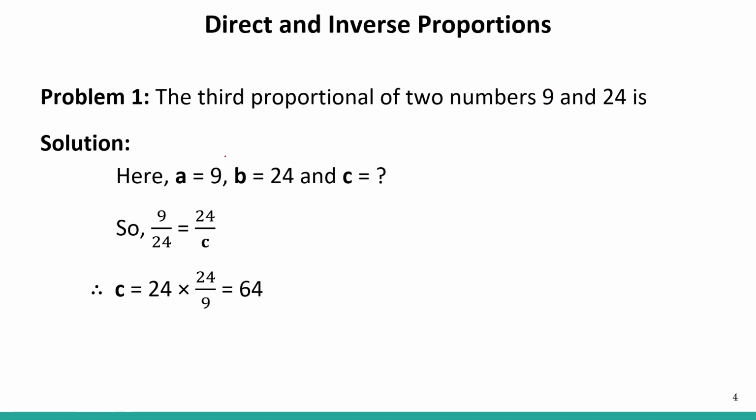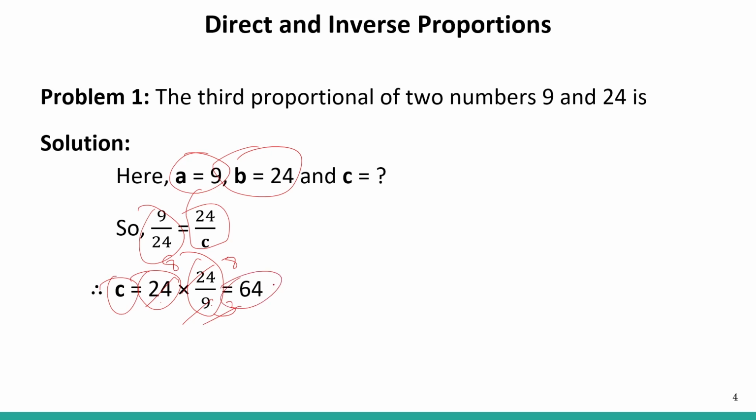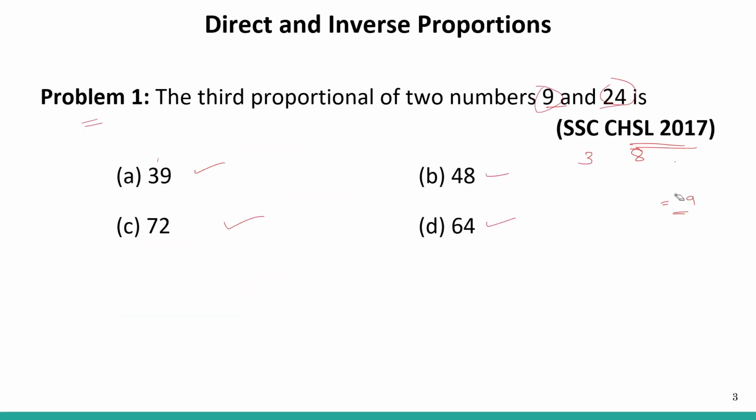Okay, so A is equal to 9, B is equal to 24. So 9 by 24 is equal to 24 by C. So C is equal to 24 into 24 by 9. So 9 divided by 3 gives 3, and this will be 8. So 8 into 8, this will be 64. So 64 will be the answer.